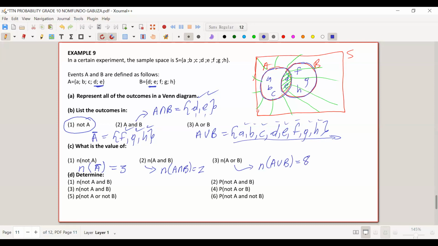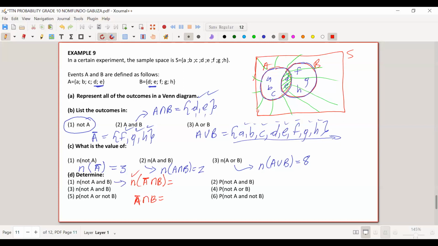Okay, so let's move on to D. D is saying determine the size of not A intersects B. This means we're looking for the size of A complement intersects B. So let's start by looking at A complement intersects B, this part over here, before looking for the size.